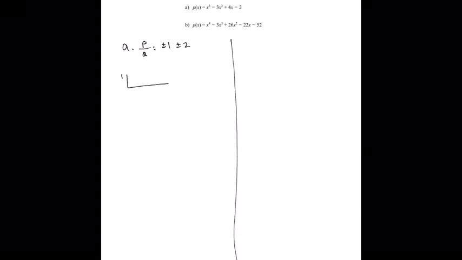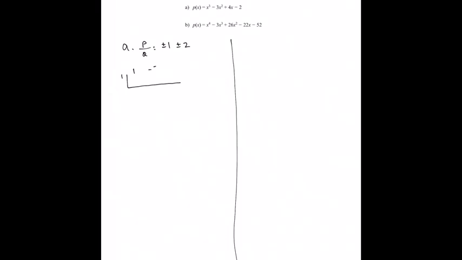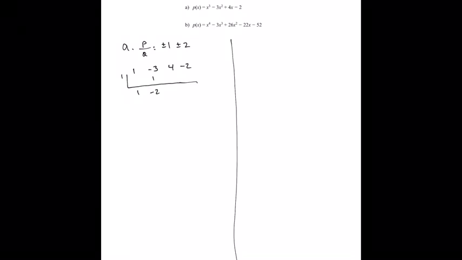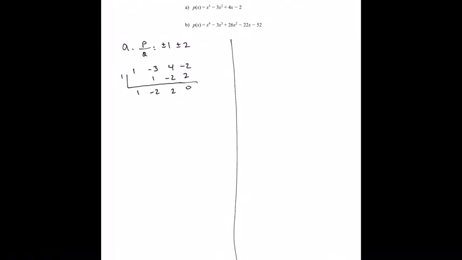Find all the zeros. First thing would be the possible rational zeros, and then testing them. There aren't any missing terms in that polynomial, so just use synthetic division. Right off the bat, another zero found: x minus 1 times x squared minus 2x plus 2.